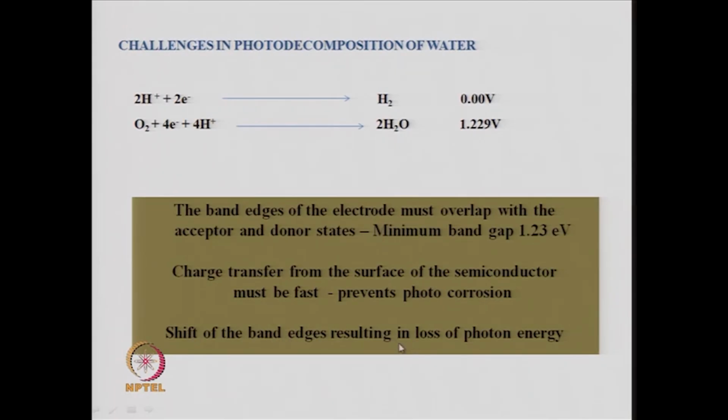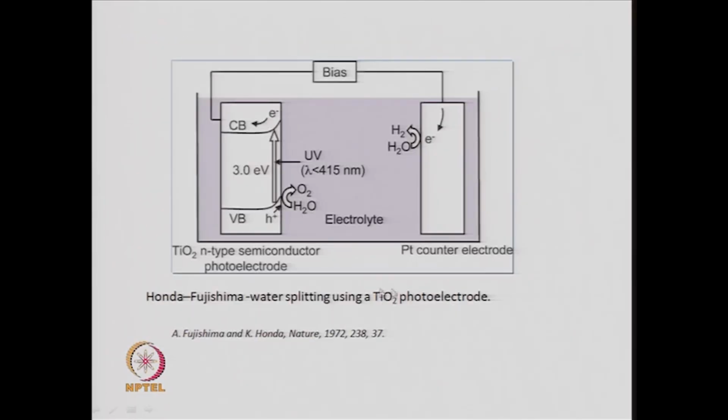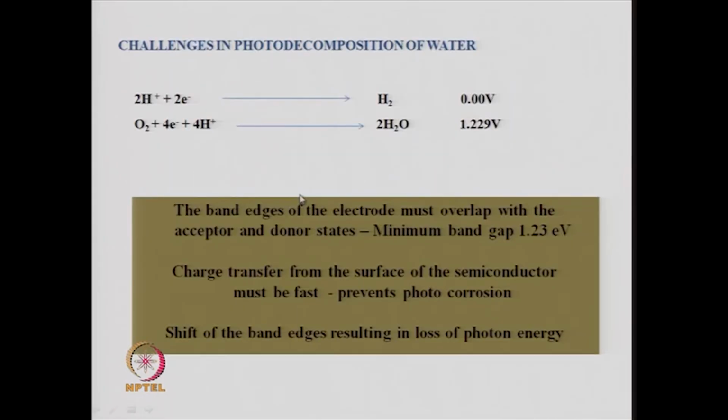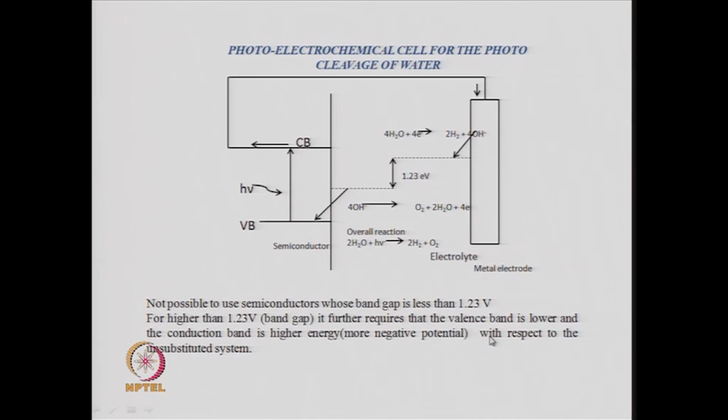shift of the band edges results in loss of photon energy. So, the band edge shifting can lead to loss in photon energy, right. These are some of the points which are important for the photoelectrochemical splitting of water.